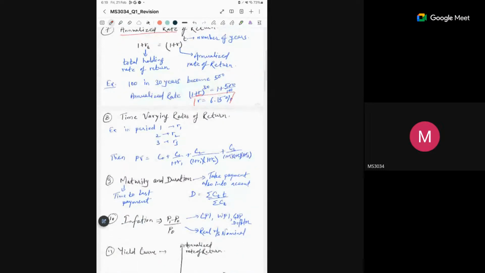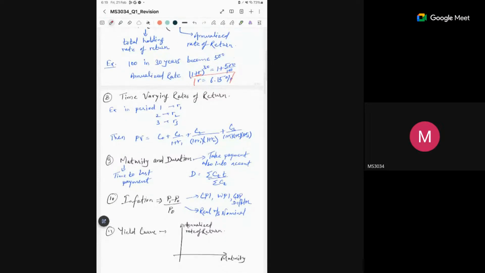And time varying means that in the previous discussion we assumed the interest rates are fixed in each period, the same interest rate in each period. But in general, that is not the case. So it may be that in the first year, like in year 2025, the interest rate is, let's suppose, 7%. In the second year, it may be 8%, and in the third year, it may be 5%. So it may vary. So the present value formula changes accordingly. If these are the rates of return, then this is the present value formula which you have to use.